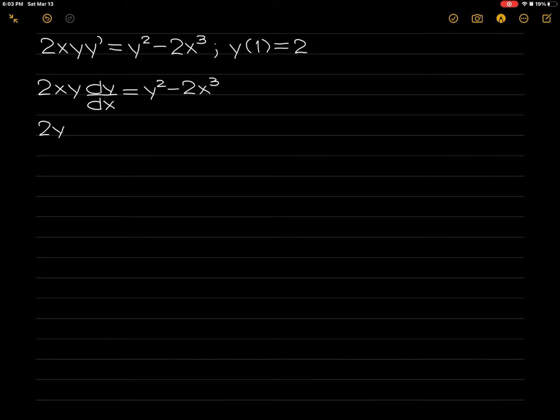The next step is to divide each term by x, which will give us 2y times dy over dx equals y squared divided by x minus 2x squared. We will rearrange the terms by isolating the function of x alone on the right-hand side of the equation.